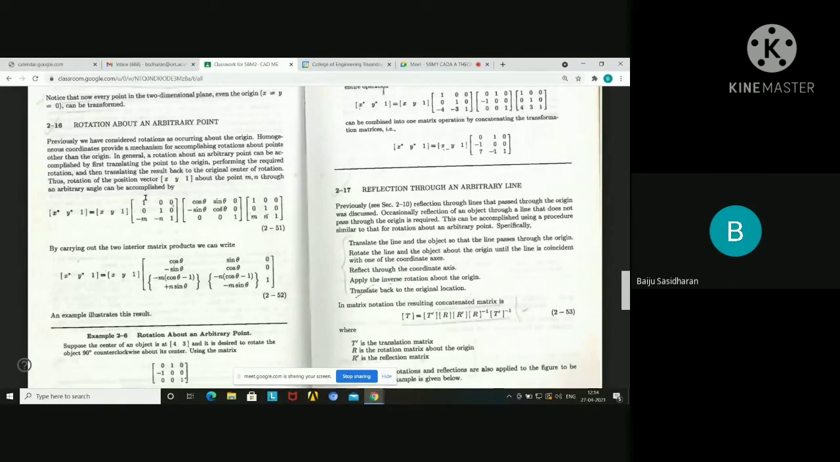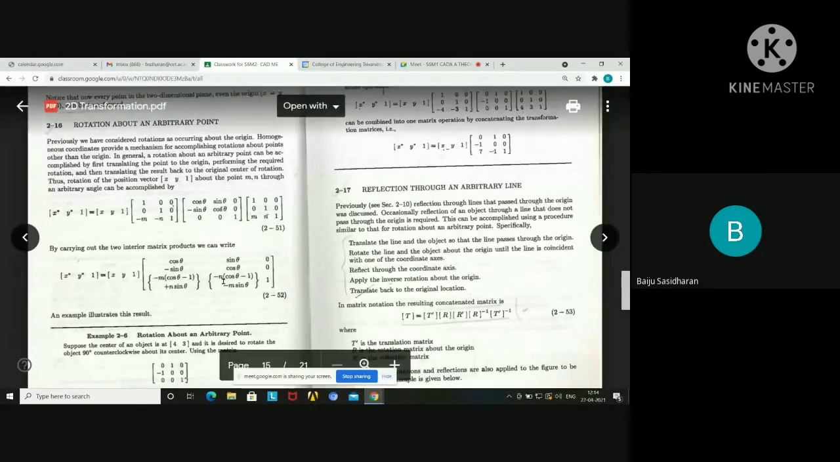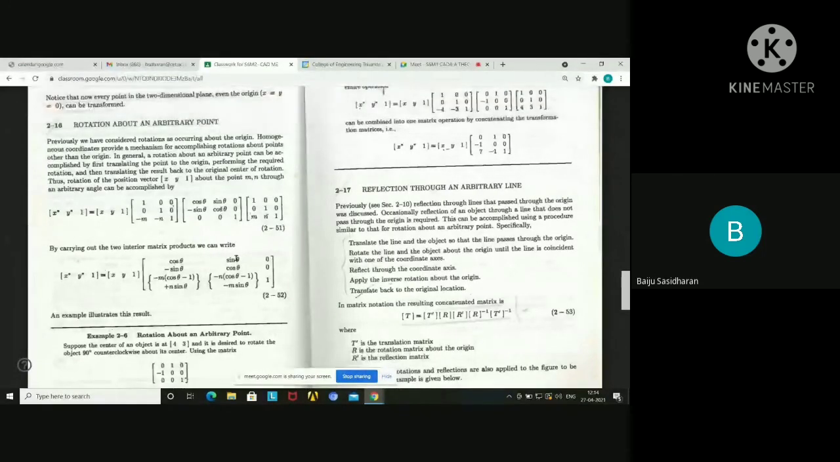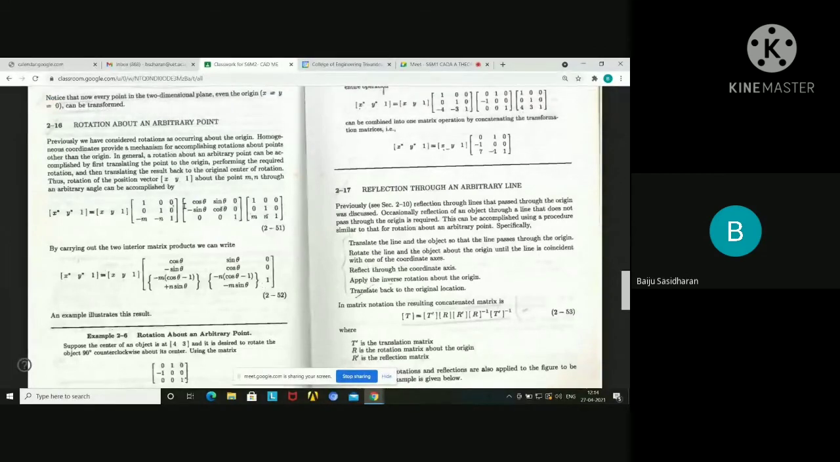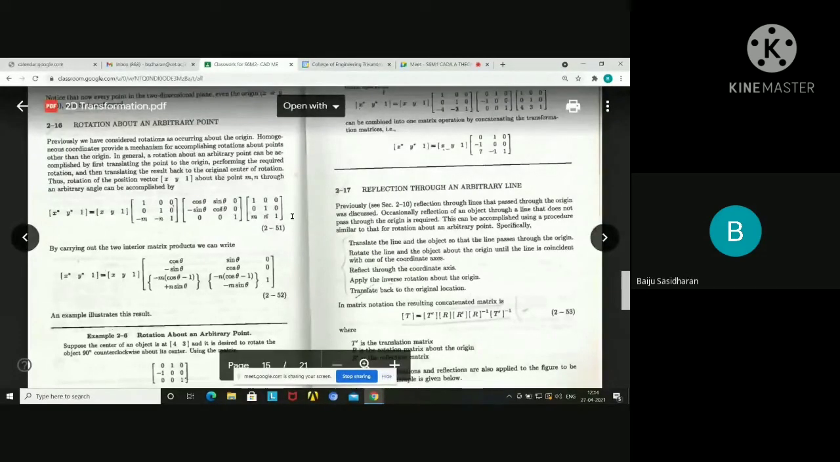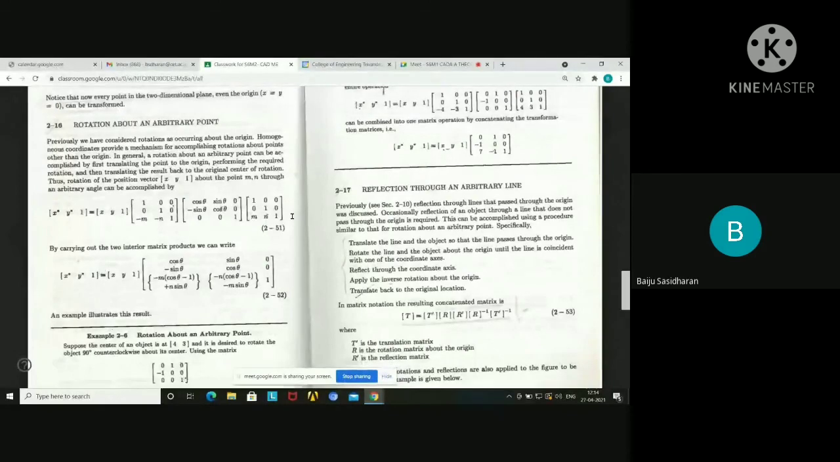What is the advantage? Here you can simply multiply all these matrices in order to get a single matrix. And this single matrix is known as the concatenated matrix. That concatenated matrix can be multiplied with the initial coordinates in order to obtain the final coordinates. And this operation is known as concatenation. And this representation is known as the homogeneous coordinate system.